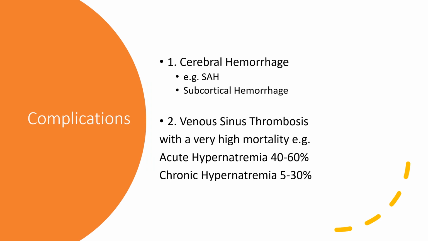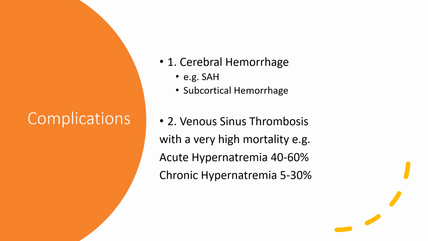Complications. This is hypernatremia, right? The cells could shrink. And what would that mean? There could be cerebral hemorrhage. For example, the affected individual could be complaining about the worst headache of his or her life, and that will be pointing to subarachnoid hemorrhage. We might be faced with subcortical hemorrhage as well.